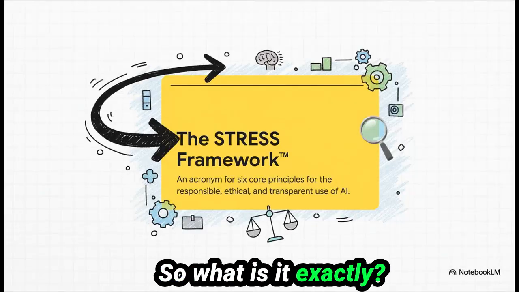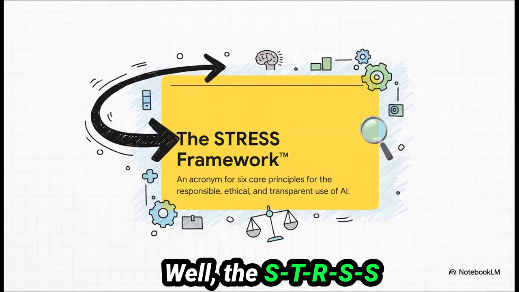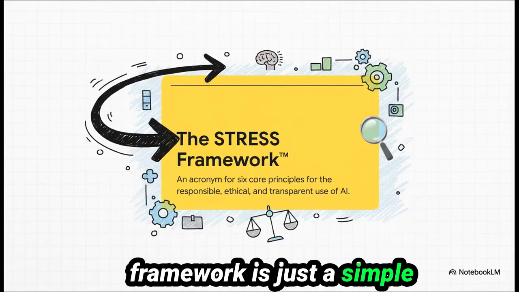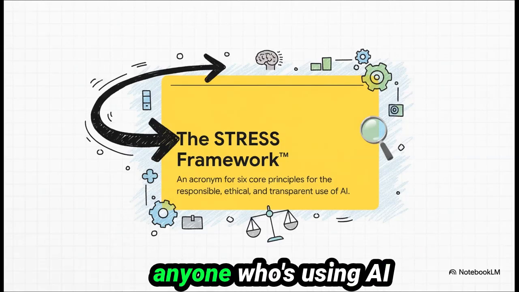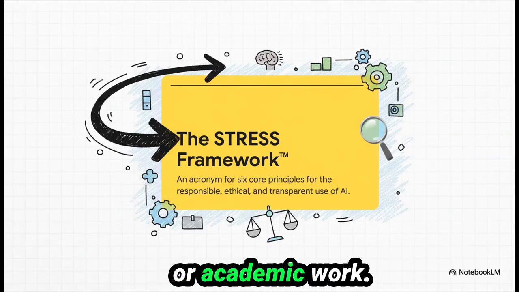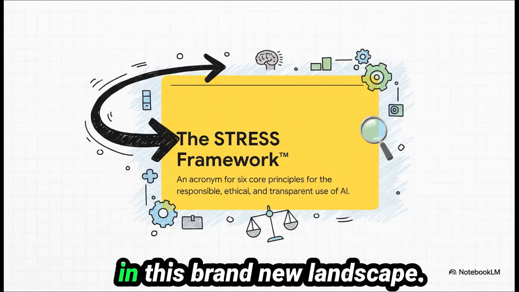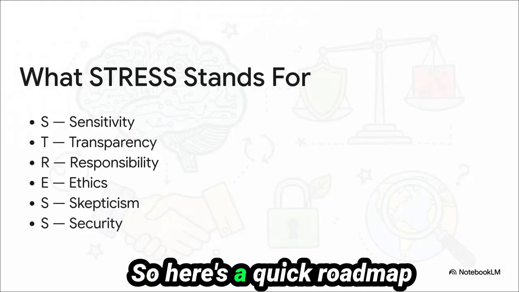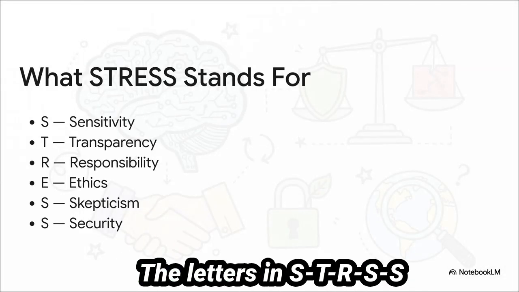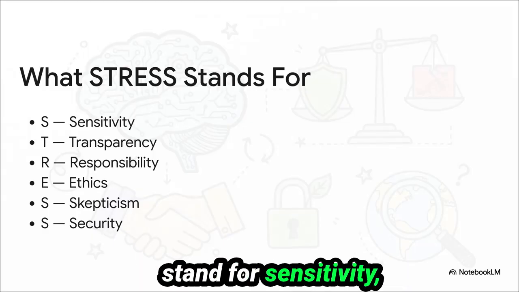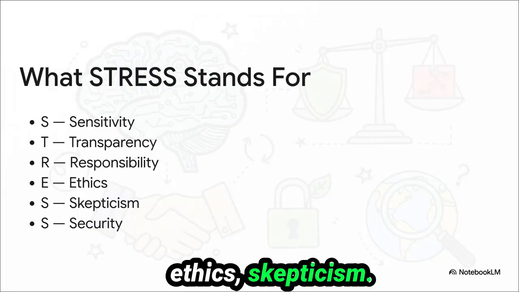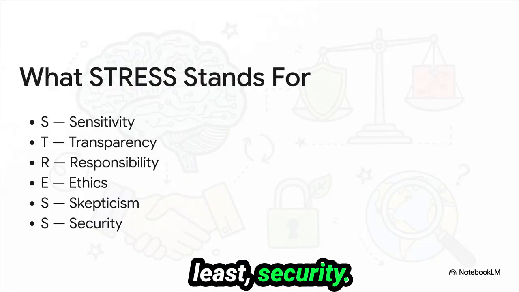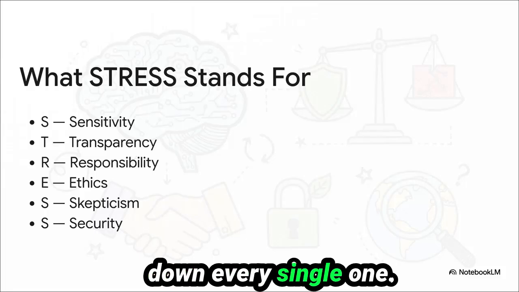So what is it exactly? Well, the S.T.R.E.S.S Framework is just a simple acronym that stands for 6 core principles. It's designed to guide anyone who's using AI in their professional or academic work. Think of it as your guardrail in this brand new landscape. So here's a quick roadmap of what we're about to cover. The letters in S.T.R.E.S.S stand for sensitivity, transparency, responsibility, ethics, skepticism, and last but not least, security. We're going to break down every single one.